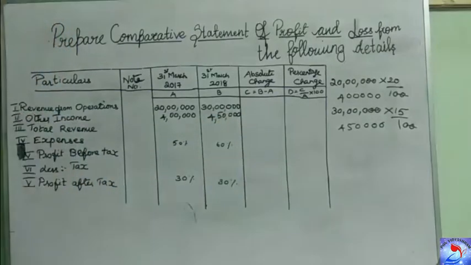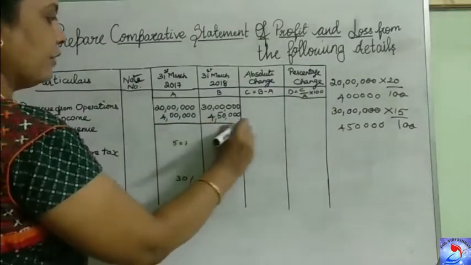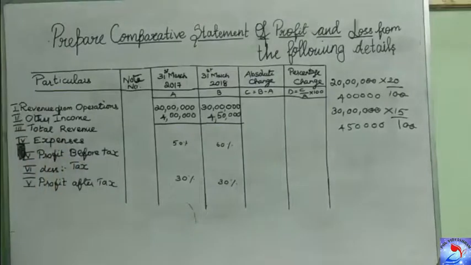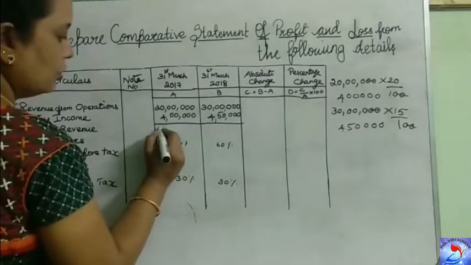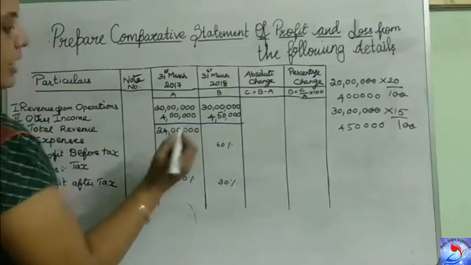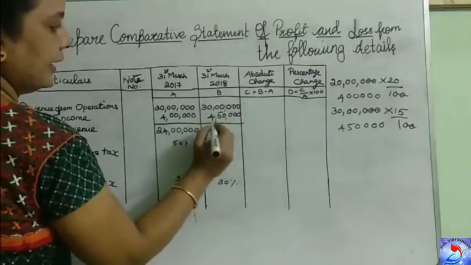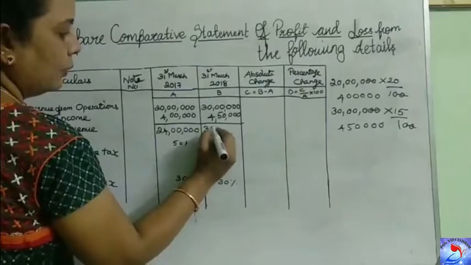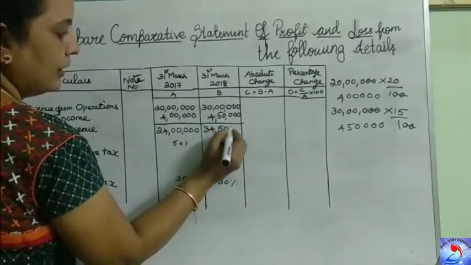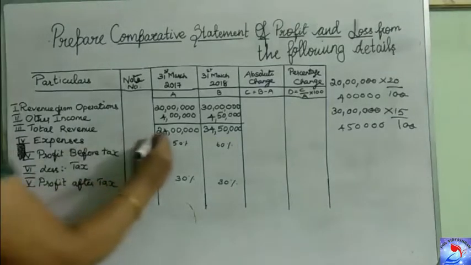In the statement of profit and loss account, next is total revenue. How will you calculate total revenue? Revenue from operation plus other income will give you total revenue. So total revenue is 24 lakhs, that is 20 lakh plus 4 lakh. Then for 2018, 30 lakh plus 4 lakh 50,000 will give you 34 lakh 50,000. This is the total revenue we have got.